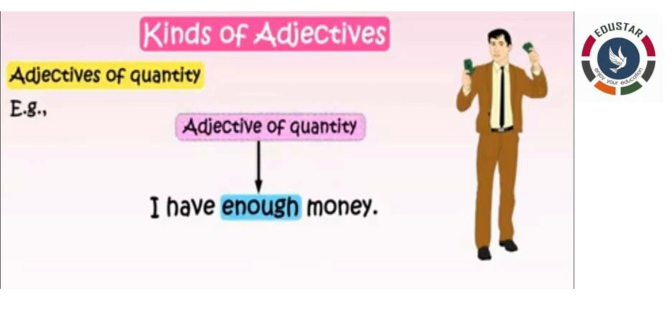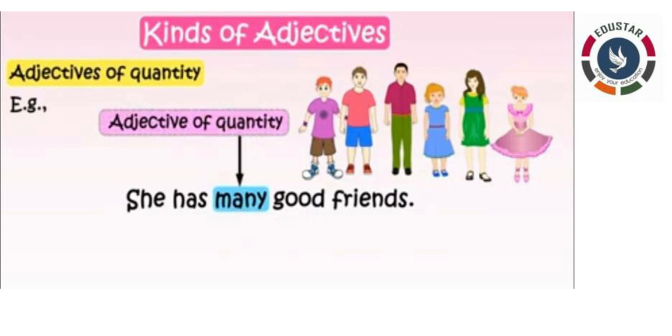Okay? And your next example is, she has many good friends. How many friends does she have? She has many good friends. So, many is the adjective of quantity and tells us how many friends the noun has. It is not exact but an approximate value.